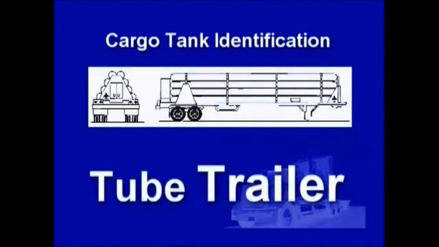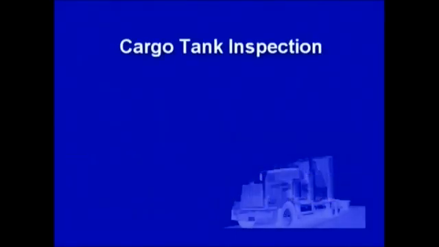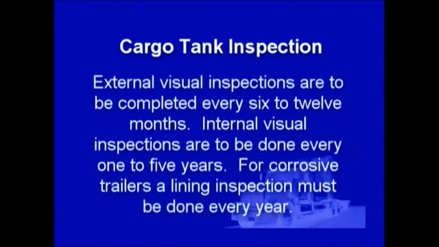And finally, the tube trailer or compressed gas trailer. The compressed gas trailer is comprised of tubes manifolded together at the front and the back. This type typically transports gases like oxygen, nitrogen, and hydrogen. Cargo tanks require various types and rates of inspections depending on the type. External visual inspections are to be completed every 6 to 12 months. Internal visual inspections are to be done every 1 to 5 years. For corrosive trailers, a lining inspection must be done every year.